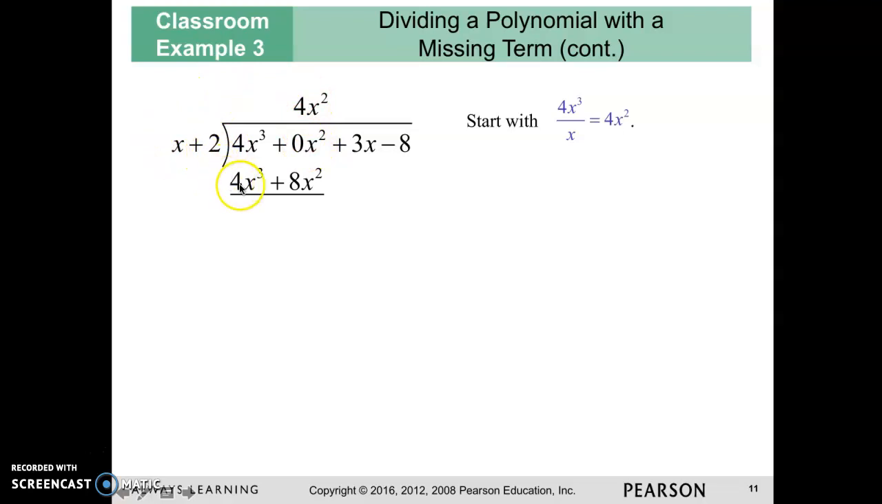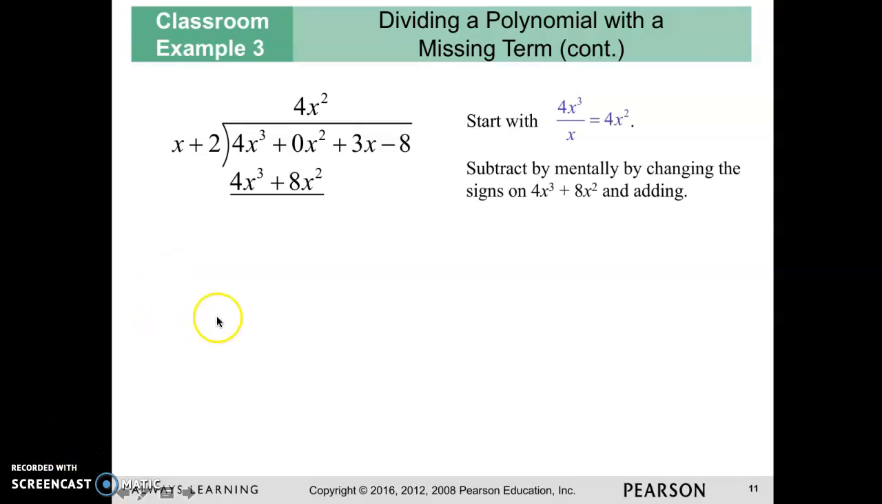This is going to be 4x cubed plus 8x squared. Then you're going to subtract mentally by changing the signs of 4x cubed plus 8x squared and then adding, which means minus, minus, and then adding the 2. After we add or subtract, whichever way you want to look at it, we're going to get negative 8x squared.